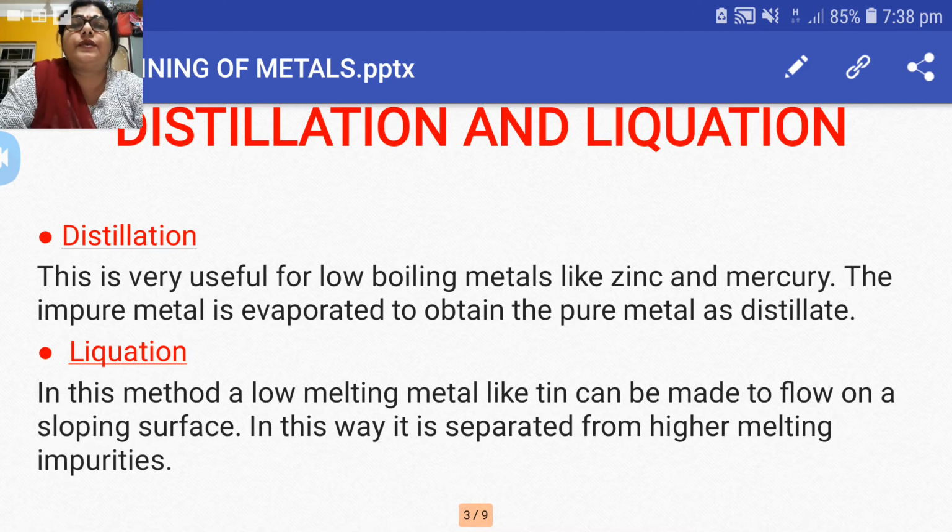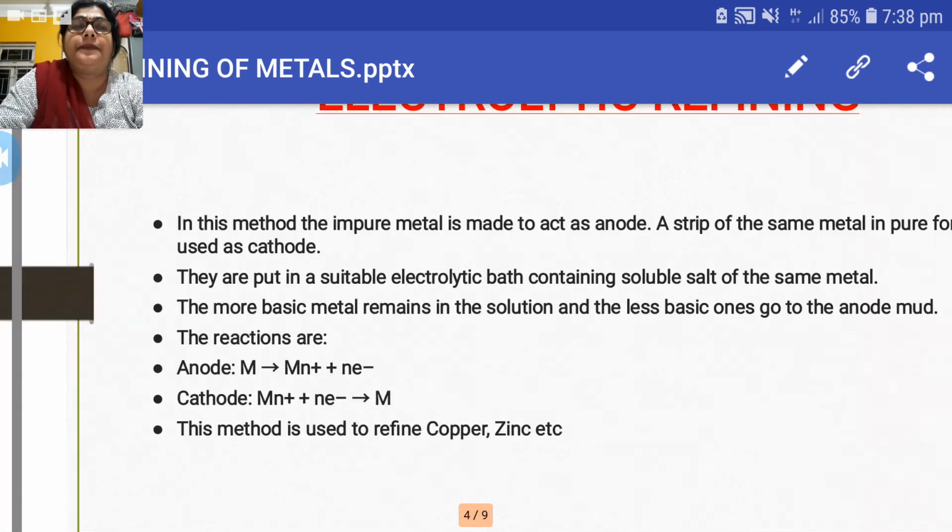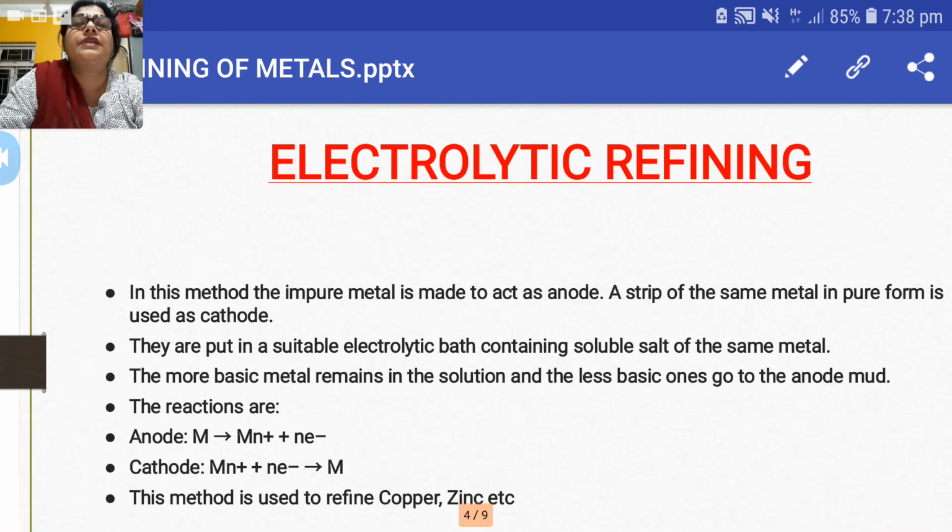The next is liquefaction. In this method a low melting metal like tin can be made to flow on a sloping surface. So this is appropriate for impure tin, that means metals like tin which have a very low melting point. The impure metal is allowed to flow on a sloping surface, and in this way we can separate it from the impurities which have a high melting point compared to the particular metal like tin.